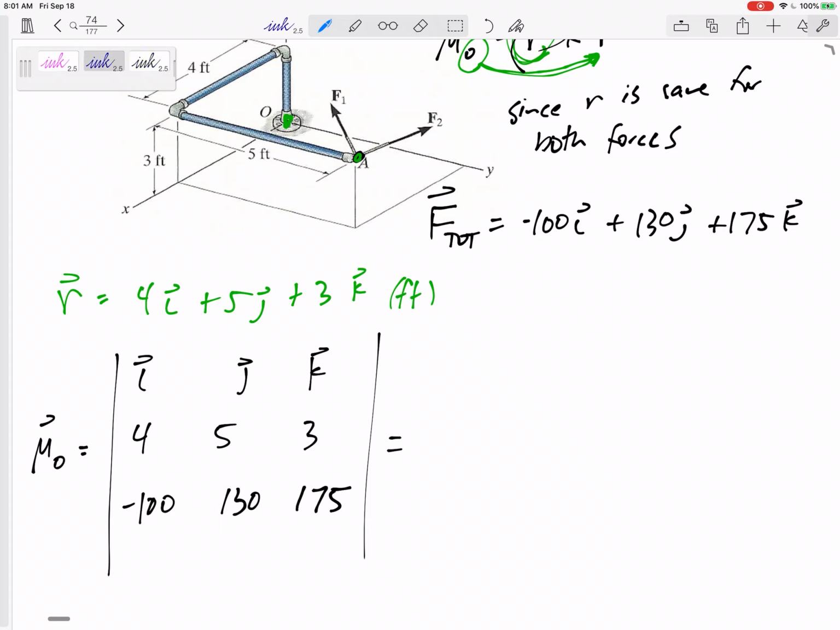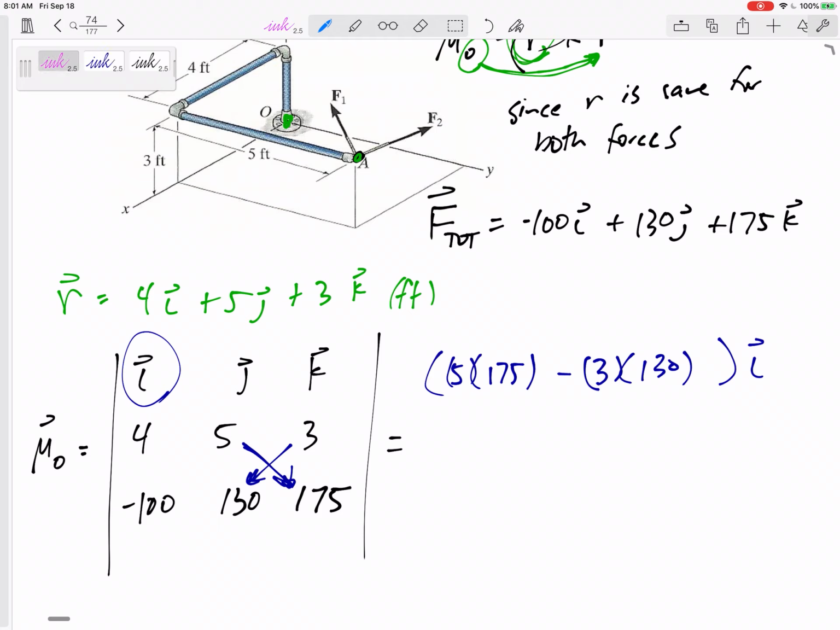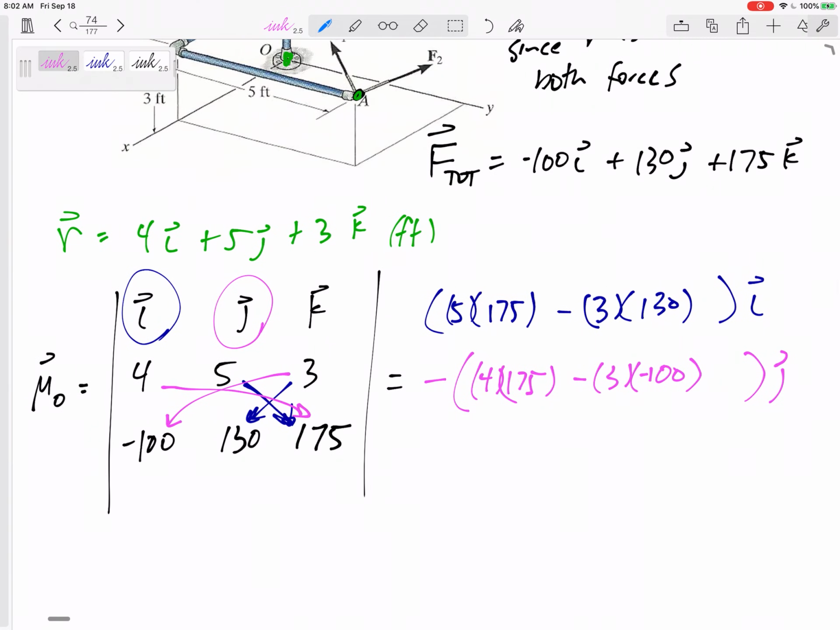All right, so you'll see how I like to do my cross products. First I take this I and do that minus that. My I component is going to be 5 times 175 minus 3 times 130. And then my J component is going to be negative J, and that's just how determinants work. That negative is there so that I can do that minus that. 4 times 175 minus 3 times negative 100. So be careful with these positives and negatives. You can see why it's easy to make a mistake.